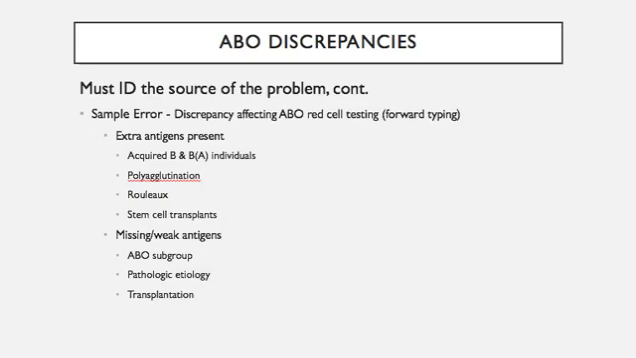Stem cell transplants: if the patient has had a stem cell transplant, they could start producing different cell populations. Okay, is it due to missing or weak antigens? It could be the result of an ABO subgroup, some type of pathologic etiology, so the patient has some type of underlying disease. Could be due to transplantation.